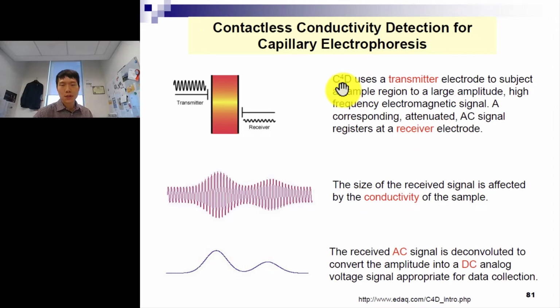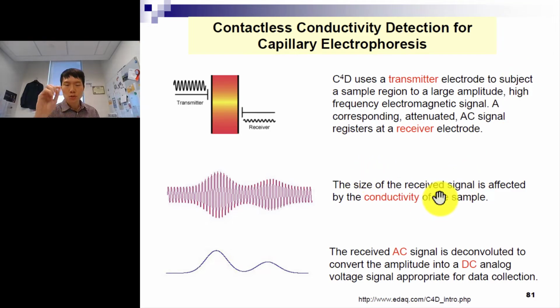Now how does it work for the C4D? First we have a transmitter signal, right? You subject the sample around it to high amplitude, pulse it. And then you have this middle electrode, the C4D, that will attenuate an AC signal at the receiver end. So it's more like a middleman. You have the transmitter, and on the other side you have the receiver. You speak and then you listen.